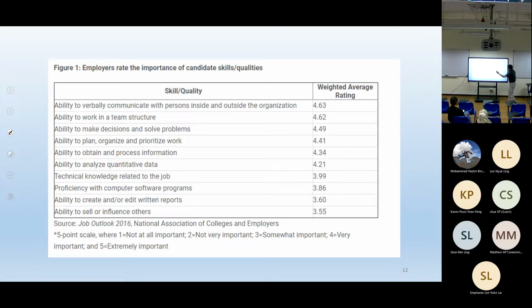Before I go on to the ranking, you look at the side there, I just want to put this one. This is technical knowledge related to the job. This is what the students bring in with the degree. With the degree, he brings technical knowledge. And it is ranked 7. What is critical? Verbal communication, work in the team, solve problem, plan, organize, process information, and so on.